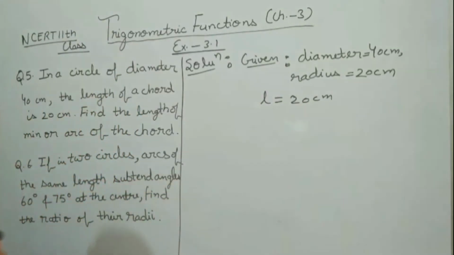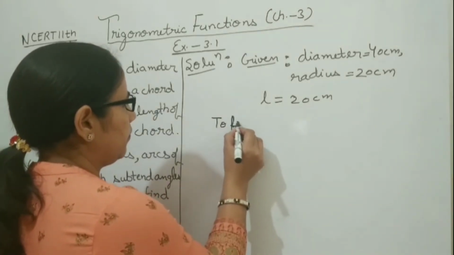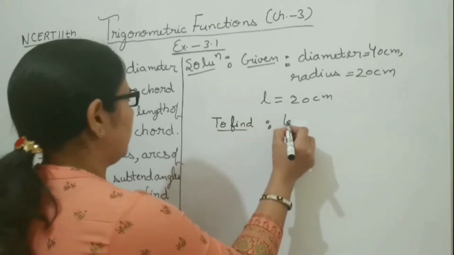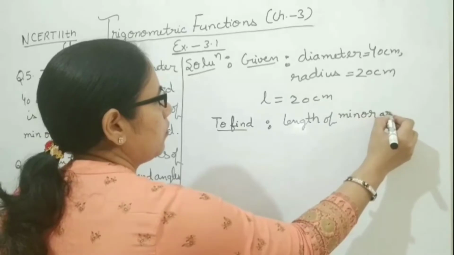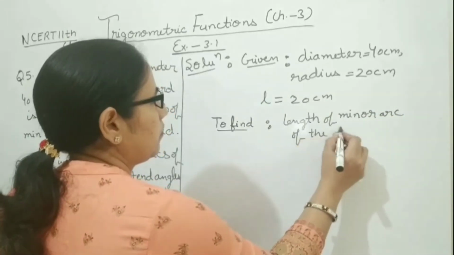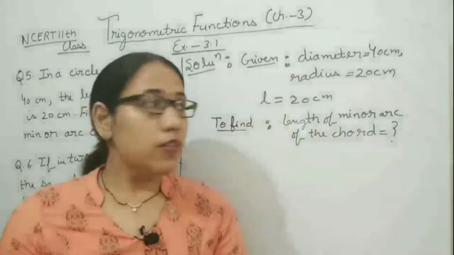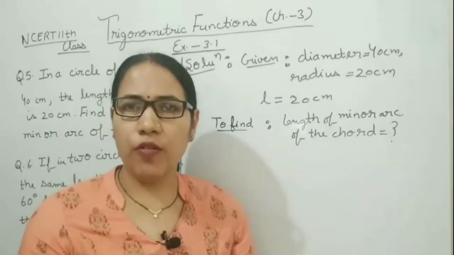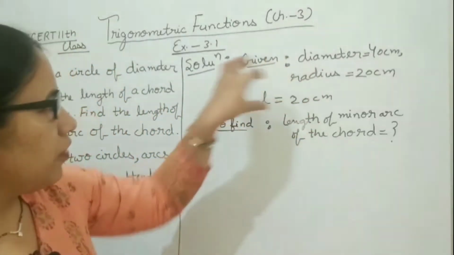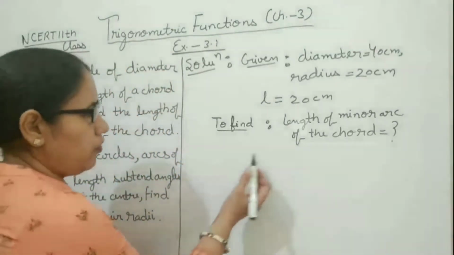Now check what we have to find out. Find the length of the minor arc of the chord. Clear? Now start the solution. These are the things which are given in the question, and we have to find out the length of the minor arc of the chord. So first, understand how we have to find the length of the minor arc of the chord, and start with the solution.